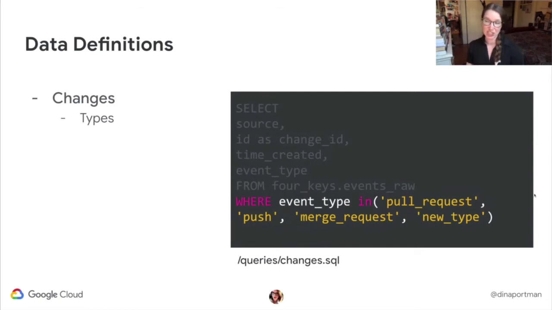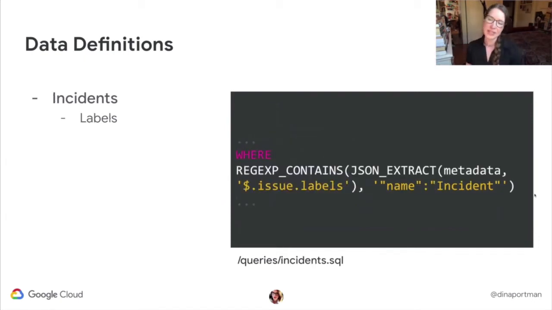Next thing we have are changes. So maybe you have a different type of change than we've included in the default scripts. GitLab and GitHub use different words for pull request and merge request, and maybe you have a new type. So you would add that into the changes.sql script, and then you would have a new type of change. Incidents. In the example that we give in the project, we are looking at GitHub issues that have an incident label. And maybe you want to use a different system, or you want to use a different label. In that case, you would go in and edit this incidents.sql.